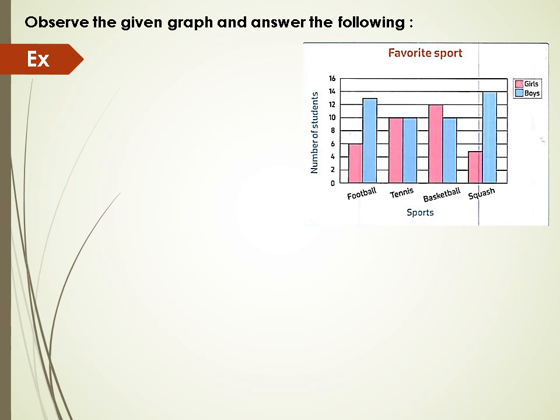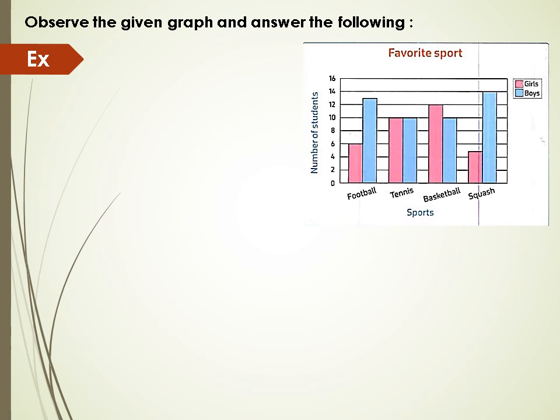Letter B, which is the most preferred sport of the boys? From the double bar graph, where is the tallest or the greatest blue column? We find that squash is the most preferred sport of the boys. Letter C, how many girls like squash? We will find that the number of girls who like squash is 5 girls.